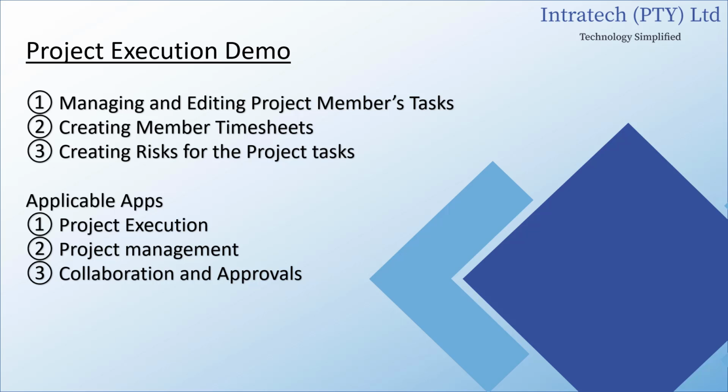Where the traceable requirements and project management apps are designed for the project manager, the project execution app is designed for all project members and acts as a platform for them to receive, track, and complete their assigned tasks. This starts with managing and editing their tasks, tracking their work hours via timesheets, and then identifying and recording risks for their tasks or the project.